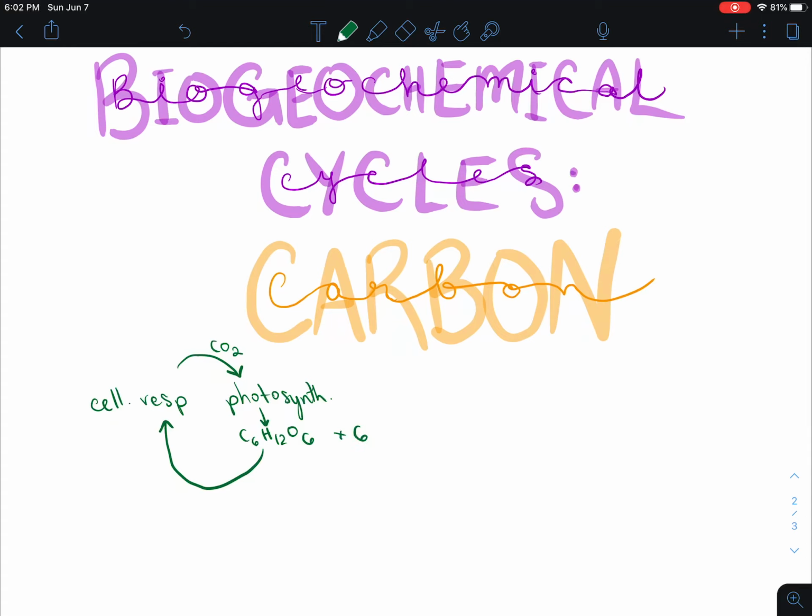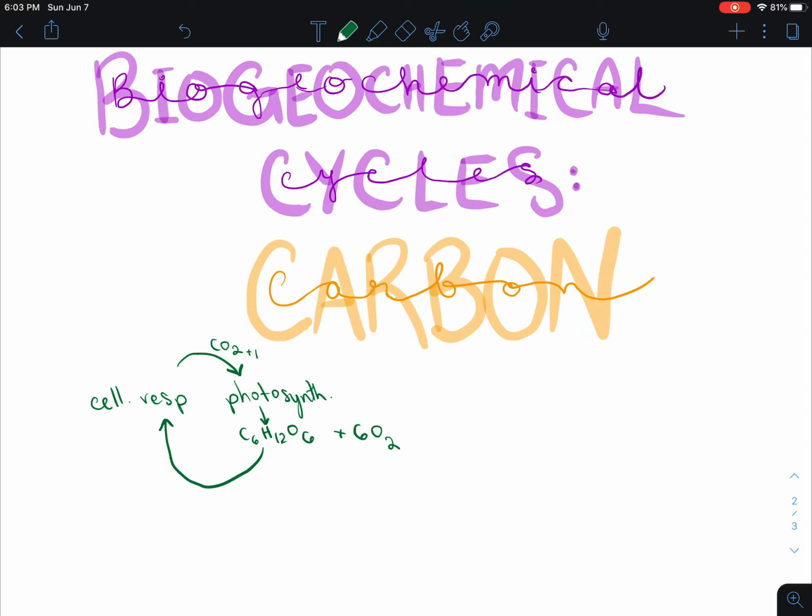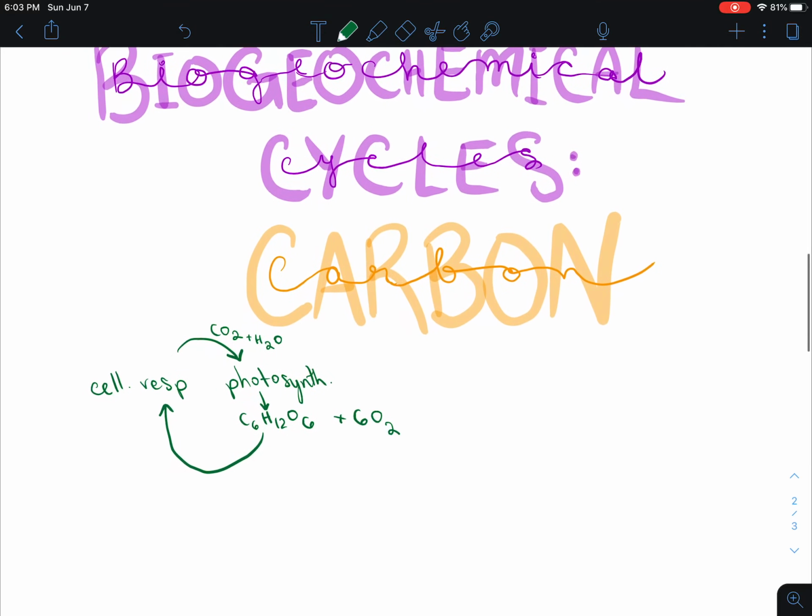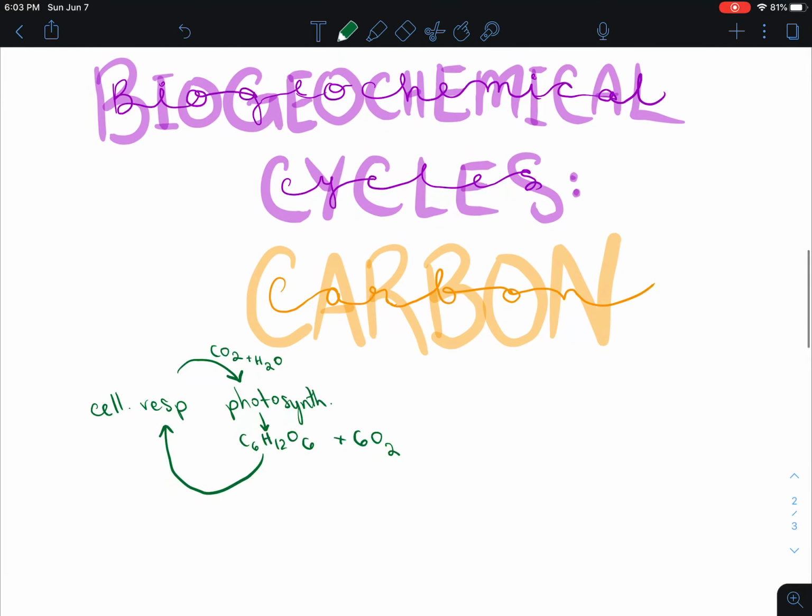Of course, getting burned with oxygen by the mitochondria in any cell that needs energy, which is all of them. And then cell resp is going to spit out CO2 again, as well as water. So that part of the carbon cycle you should be familiar with, and it is quite a simple part. I think most of you are also familiar with burning fossil fuels because they're made of carbon. That's going to produce CO2.